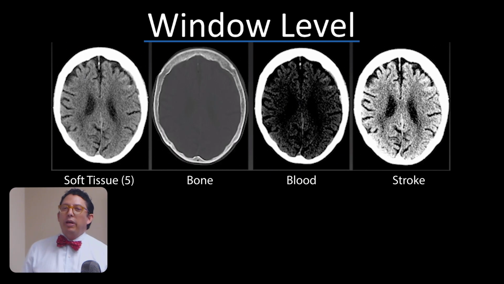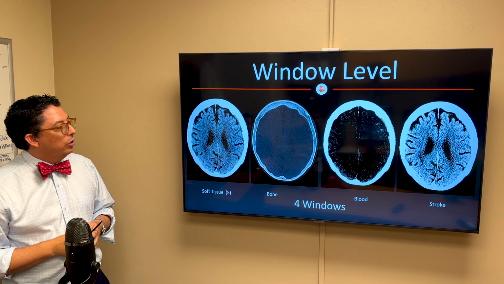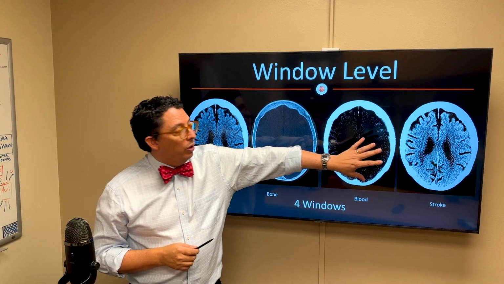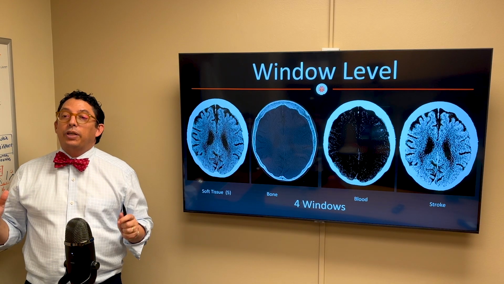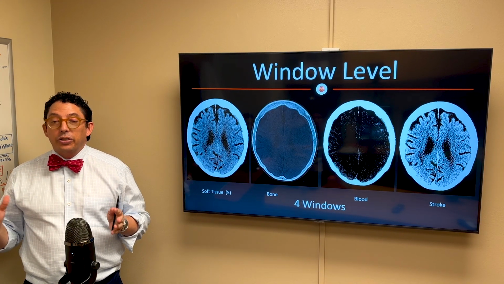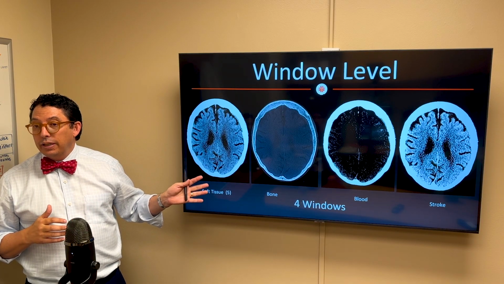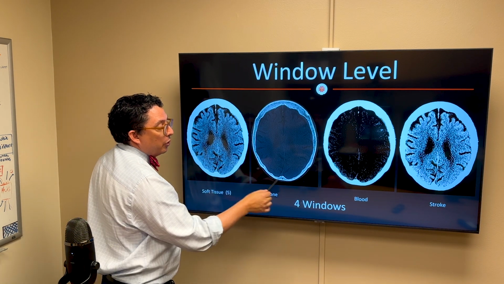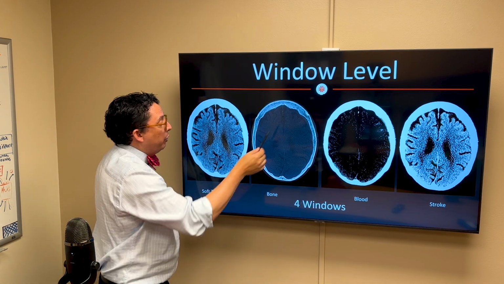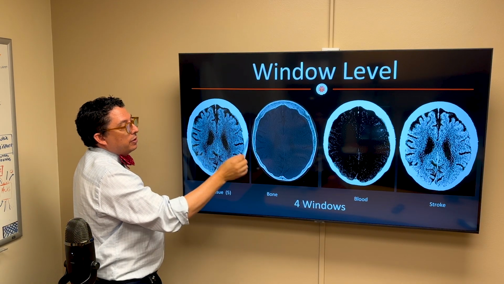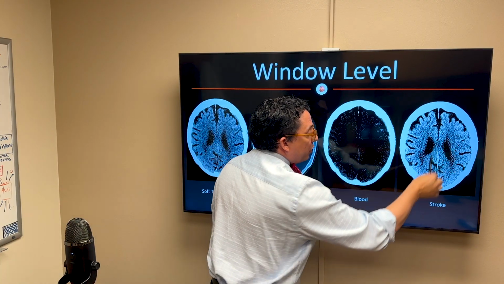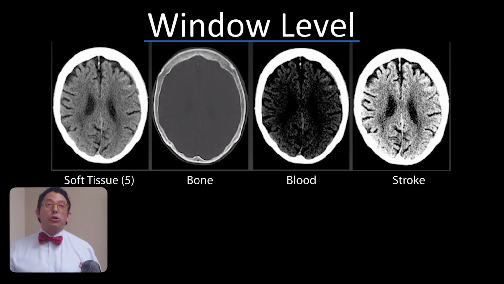So typically when you read a study, we try to read it in the soft tissue, in the bone window, in the blood window, and in the stroke window to make sure that we're not missing any lesions because of just looking at one. And this is very important. You can imagine if there's a little fracture here, you couldn't see it unless you had this window. If we had a bleed here, it's easy to miss if you didn't have this window to really show you the blood. And if we had a stroke, which we don't have here, it would be much easier to miss if you didn't have a dedicated window for that.